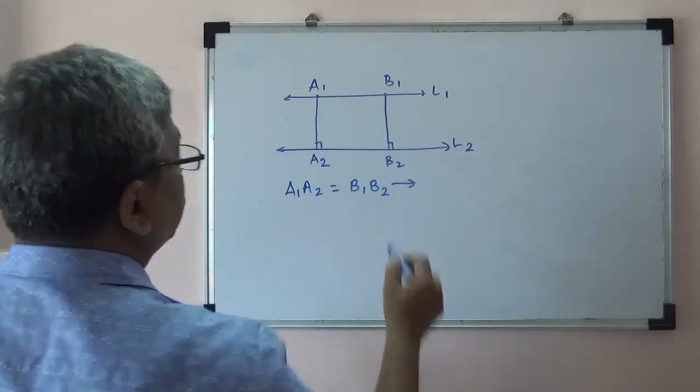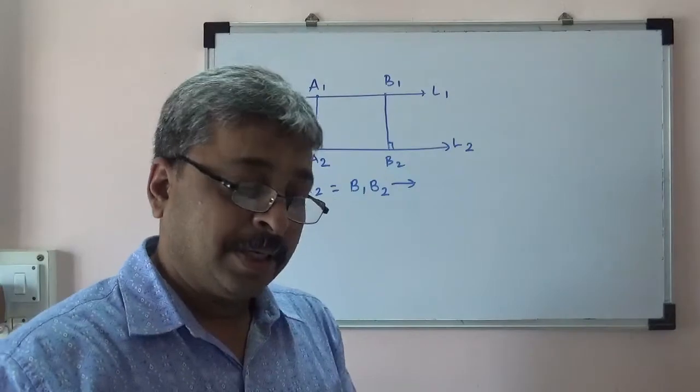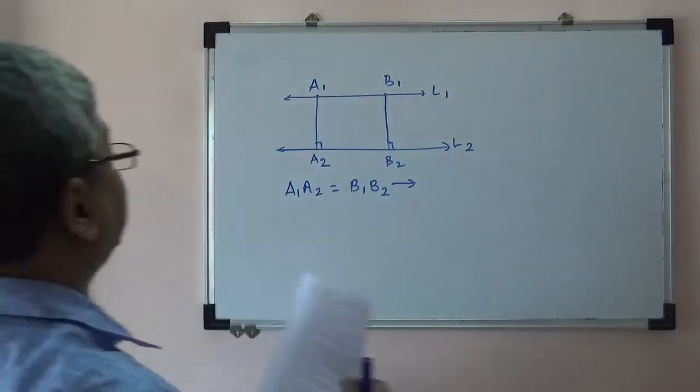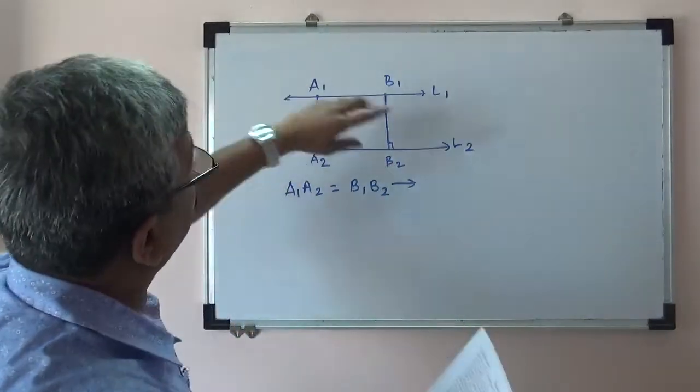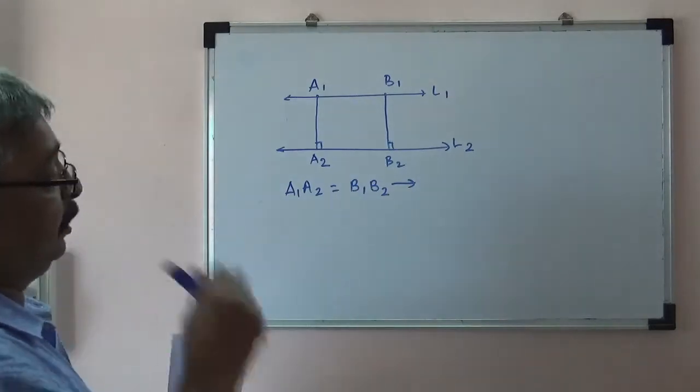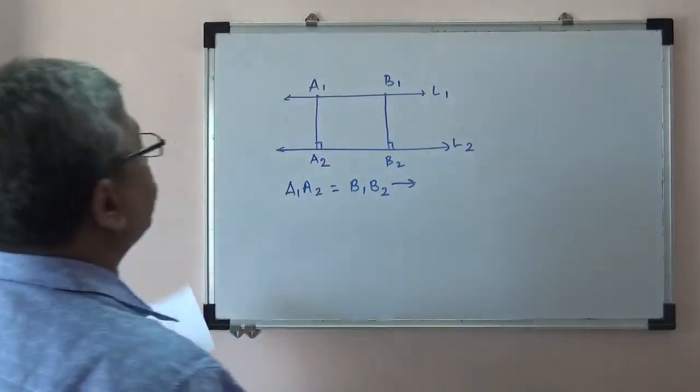So what is this theorem? This theorem says parallel lines are equidistant everywhere. The distance between two parallel lines is always equal. It doesn't matter where you select A1 and B1, if you draw perpendiculars, the distance will always be equal.